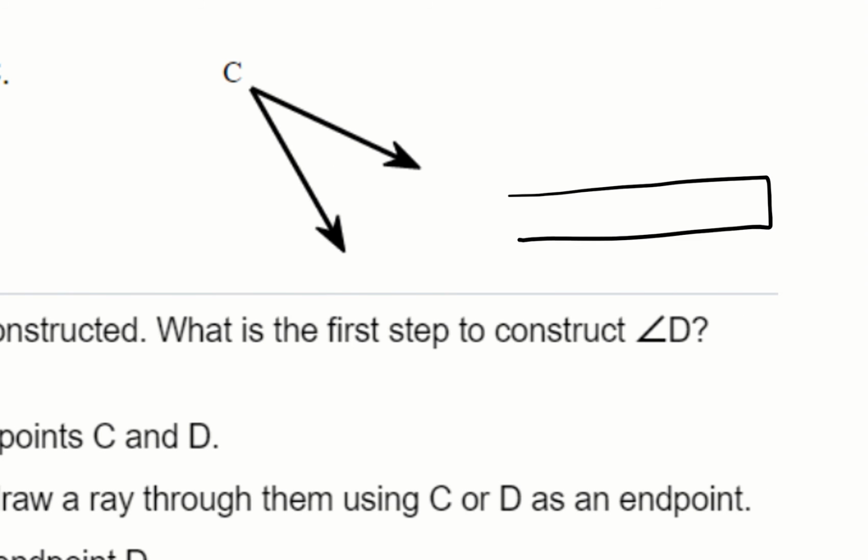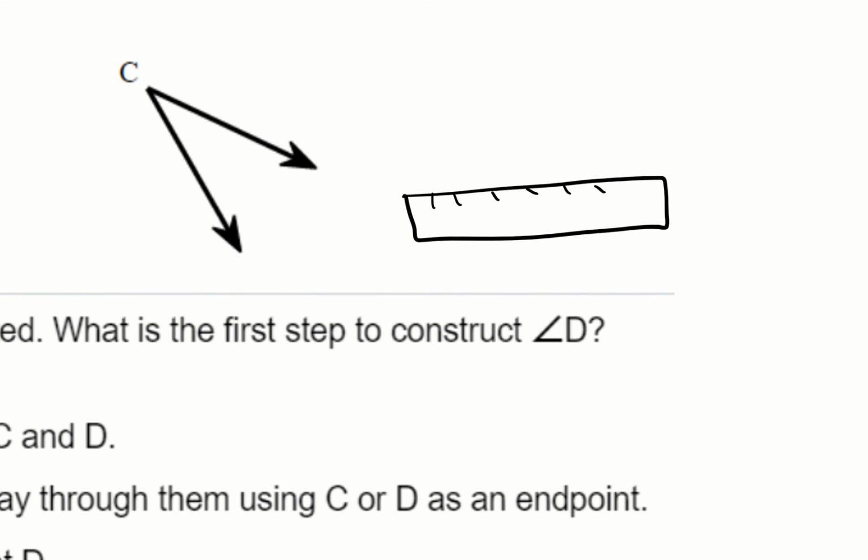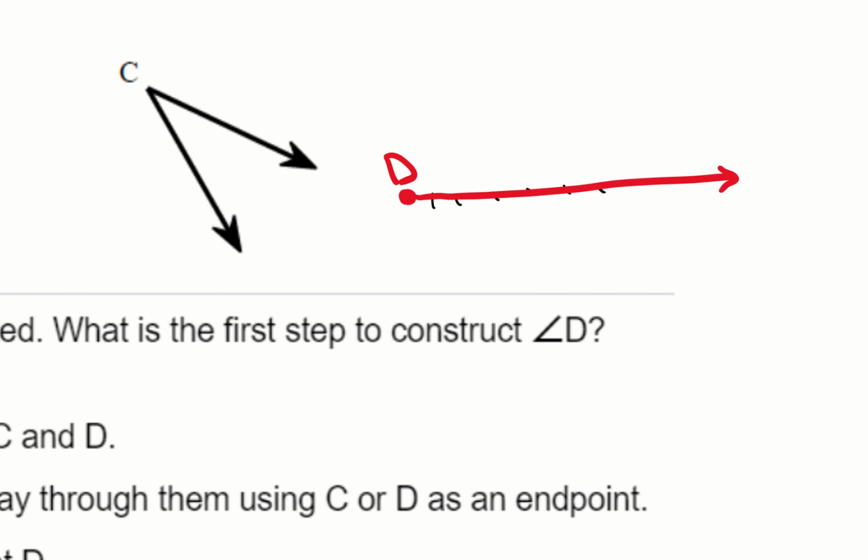So let's say this is my ruler, or some kind of straight edge, and you use it to draw a straight line. Right, like that. Okay, so that's the first step. You use it to draw a straight line. And then we'll label this D or something.